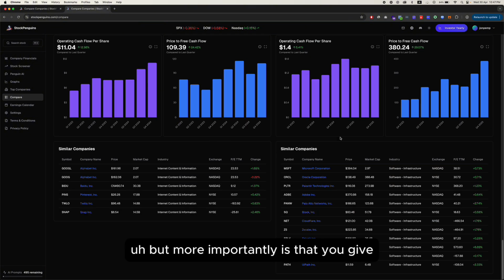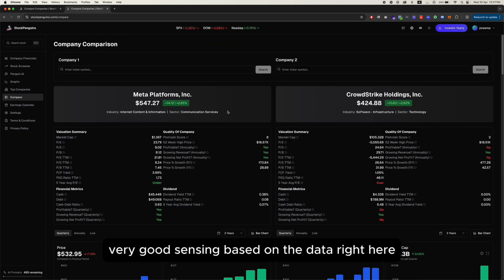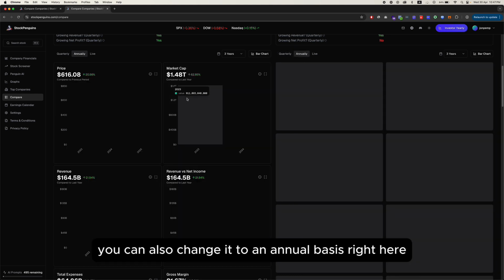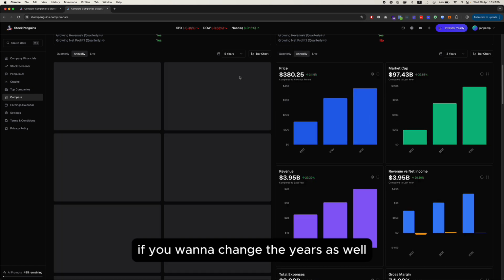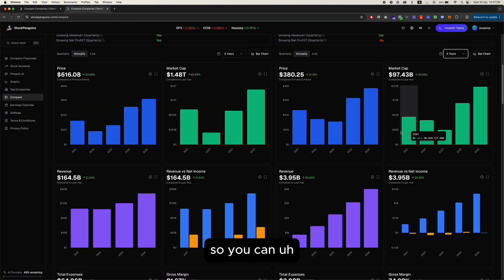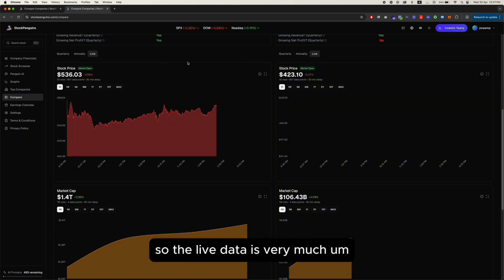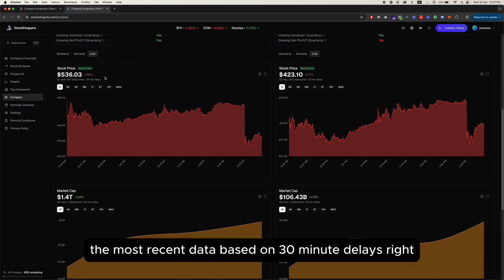But more importantly, you get a very good sense based on the data right here. If you want to change it to an annual basis, you can change it right here, and then the data will populate. If you want to change the years as well, I can change it to a 5-year chart, so you can compare it on a 5-year chart as well. And if you want to see the live data, right now the market is open, so this is the most recent data based on 30-minute delays.